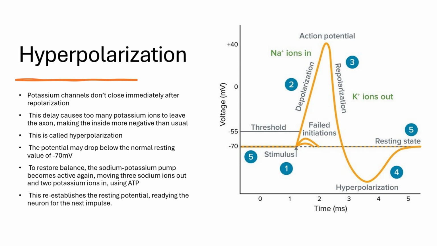To restore balance here, the sodium potassium pump becomes active again, and it does the same thing that it was doing at the start, moving three sodium ions out and two potassium ions in using ATP. This is going to slowly re-establish the resting potential, readying the neuron for the next impulse.